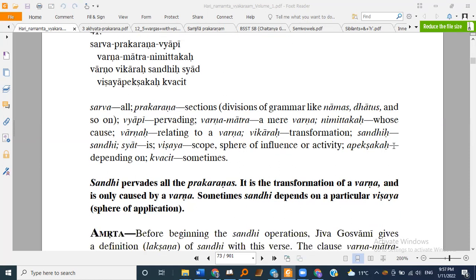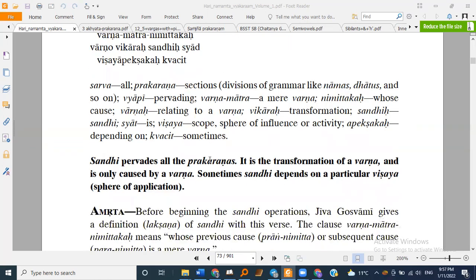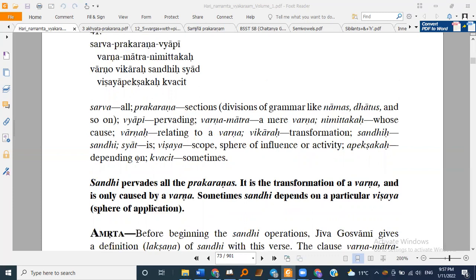So sandhis are everywhere, and as we move ahead, we'll see how they are done everywhere. Then what is sandhi? What is the definition? Varno vikaraha sandhi syat. Sandhi is the transformation of a varna, a letter. That's all. And it is caused only by another varna. We'll see this as well.